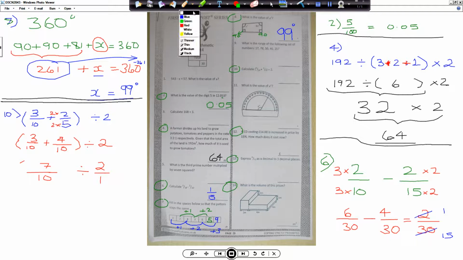Now, when we divide fractions, what do we do with the divide sign? We get the divide sign and we change it into a times. What do we do with the second fraction? We turn it upside down. So the 2 goes to the bottom and the 1 goes to the top. Oops. That's supposed to be 1. Okay. And the 7 over 10 stays as it is. 7 over 10.